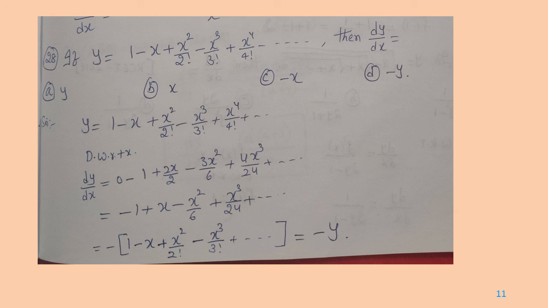So this will be rewritten as minus 1 plus x minus x square by 6 plus x square by 2 plus x cube by 24 plus etc. So now we can write this as minus 1 minus x plus x square by 2 factorial minus x cube by 3 factorial plus etc., which is equal to minus y. So the option is D.